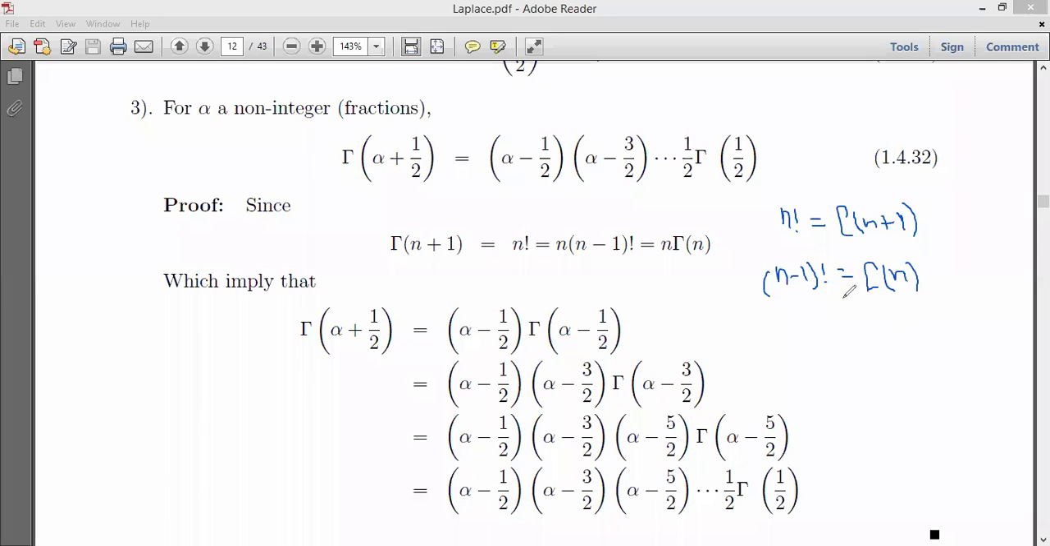Okay. Now, what if we look at the would-be expansion of the factorial notation?